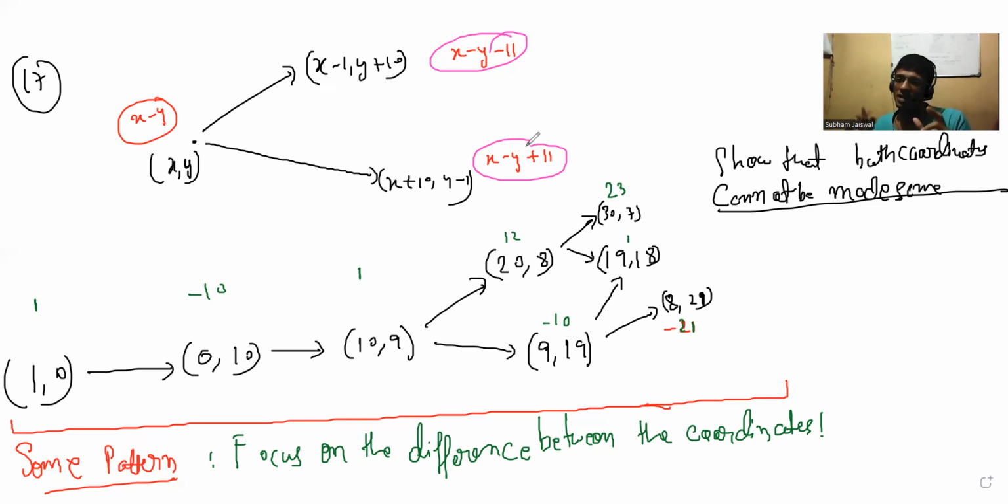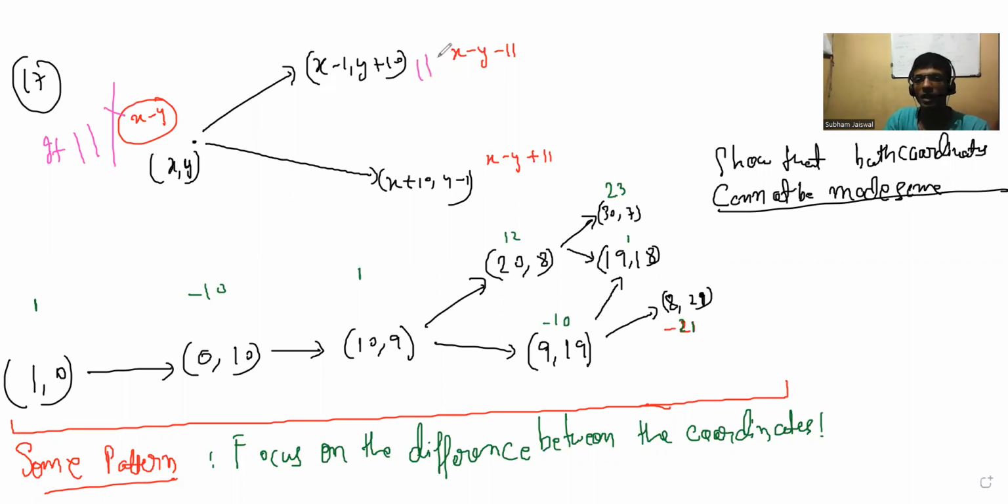What does it mean? It means that the difference, up to remainders by the number 11, does not change. If x minus y was not divisible by 11, then at the next step also it cannot become divisible by 11, right? If 11 does not divide x minus y, then how can 11 divide x minus y minus 11? That is impossible, right? Same thing. So it will not divide, and so it will not divide here also.